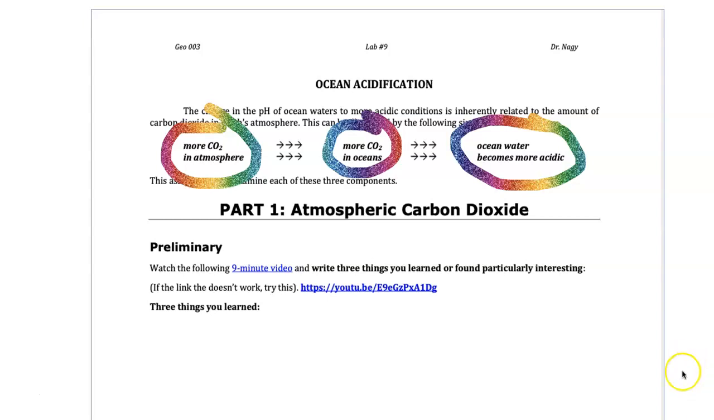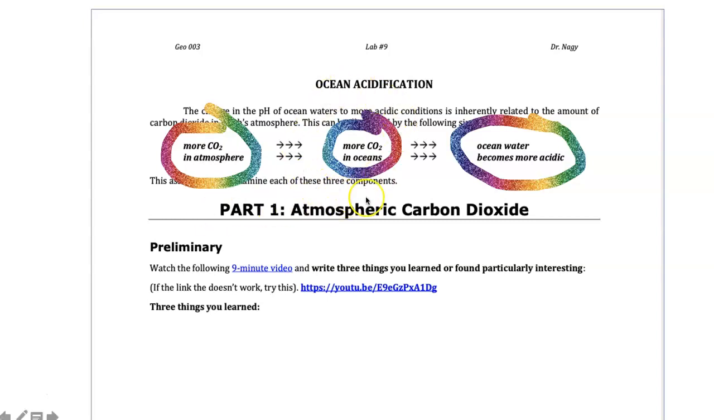We're going to look at these three different things in this lab. We're going to start on the left and look at this fact that more carbon dioxide is in the atmosphere than has ever been in the past. And I'm not just going to tell you that or make you watch videos of people telling you that. You're going to look at the data. You're going to see the real data that shows that this is true.